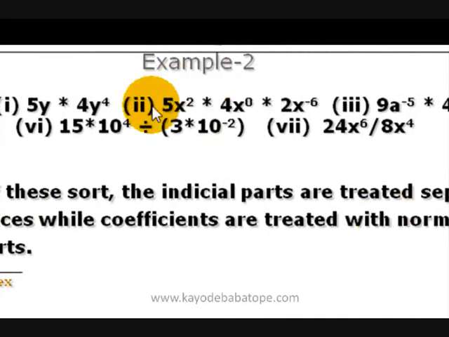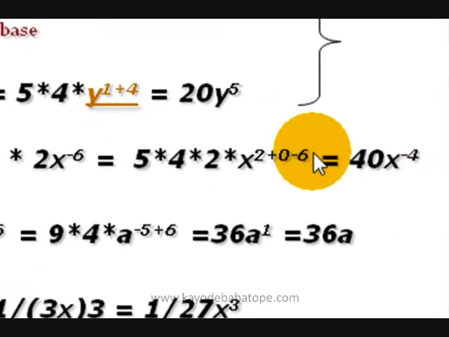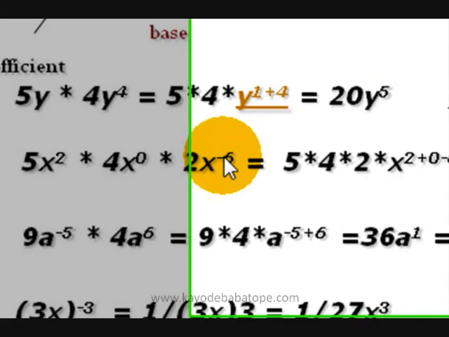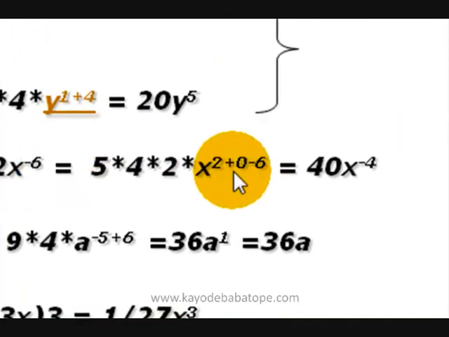The second question says 5x squared times 4x raised to power 0 times 2x raised to power minus 6. Take note, you have to manipulate the coefficient part with the normal laws of arithmetic computation, but the indicial parts you treat with the laws of indices. So therefore we have 5 times 4 times 2 times x raised to power 2 plus 0 plus minus 6. That is x raised to power 2 plus 0 minus 6. I hope you know how we got that.